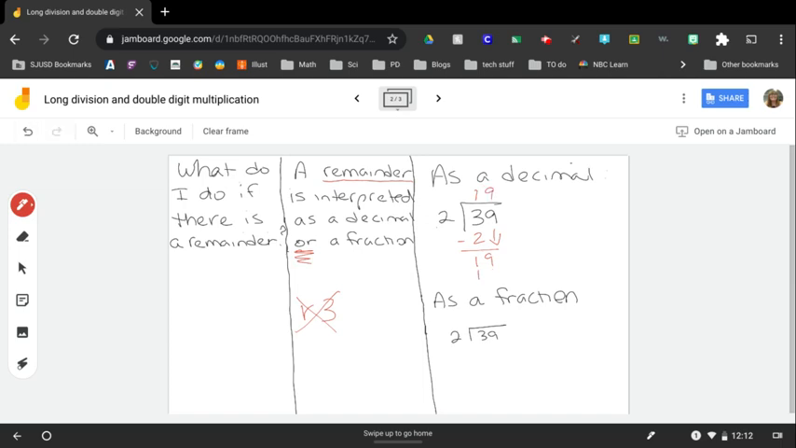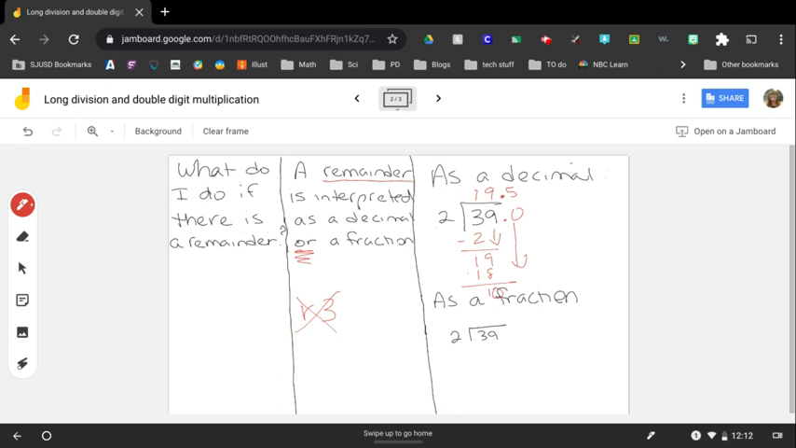2 times 9 is 18. 19 minus 18 gives me 1. So I have 1 left over. So as a decimal, I then need to put a decimal here. Bring down another 0. Now I have 10. 2 can go into 10 5 times.